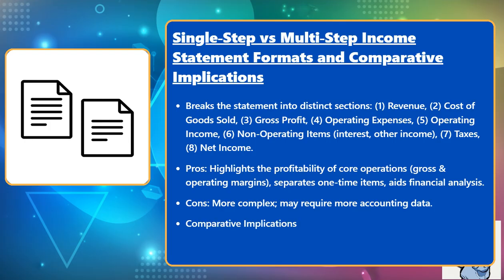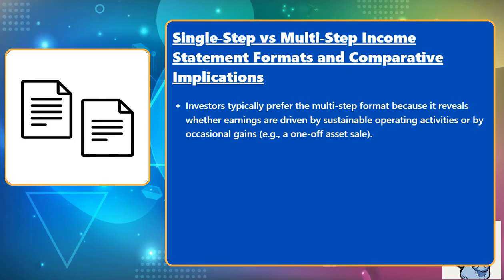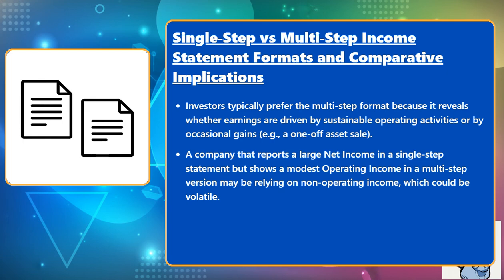Comparative implications. Investors typically prefer the multi-step format because it reveals whether earnings are driven by sustainable operating activities or by occasional gains, for example a one-off asset sale. A company that reports a large net income in a single-step statement but shows a modest operating income in a multi-step version may be relying on non-operating income, which could be volatile.